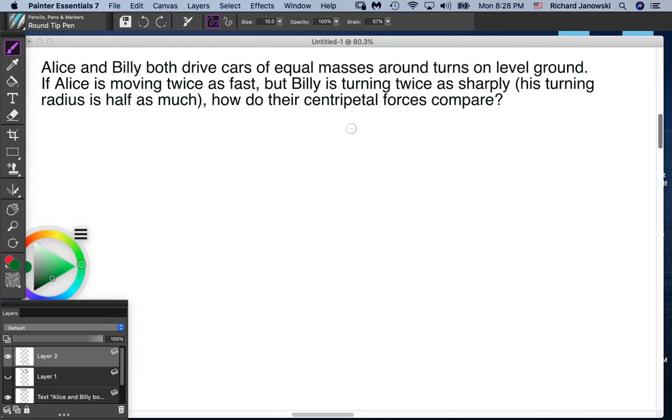So here we are. Here's our problem. Let me get the red one out. Okay, so step one, what are we looking for? We are looking for how do their centripetal forces compare? That's not red enough for my liking. Let's go to this red.